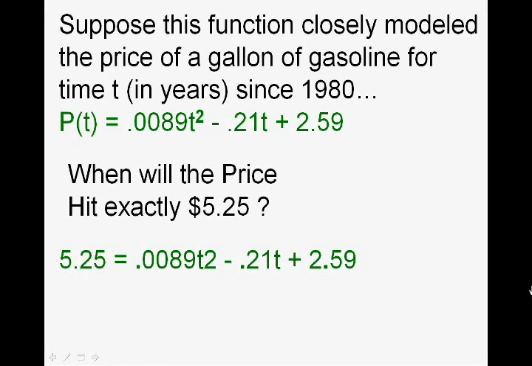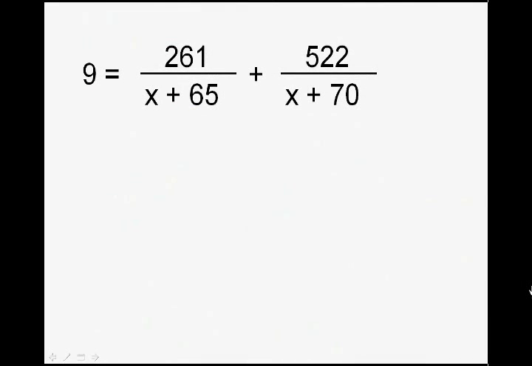How about this bad boy? Holy cow! Now I know what you're saying. I wouldn't have any problem solving that using the least common denominator and multiplying through, I guess, of x plus 65 and x plus 70. But it would take a while, and it would be quite messy.